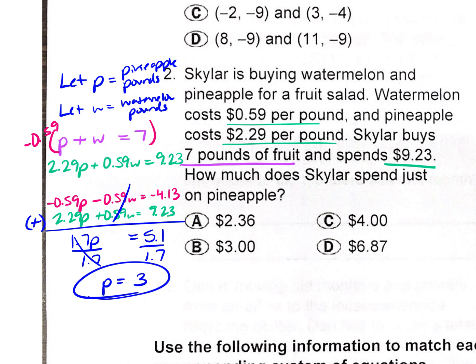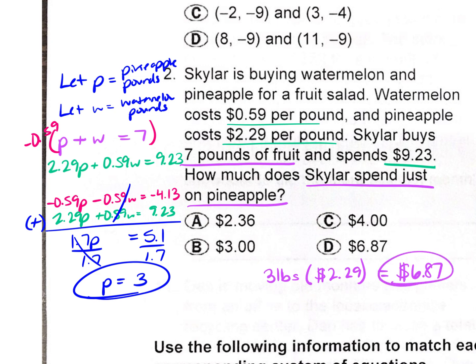And that's important. In many questions, that would be the final answer. But the question asks, how much does Skylar spend on pineapple? Well, he's buying 3 pounds at $2.29 per pound. So when we multiply 2.29 times 3, we get $6.87. Answer choice D.